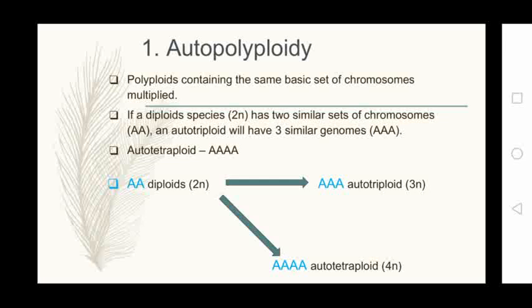So the autotetraploid organism may carry 4 similar types of chromosomes. Chromosomal set capital A, capital A, capital A and capital A, that is we can see 4 sets of chromosomes.